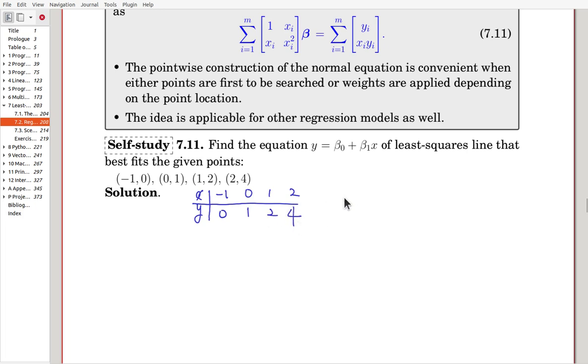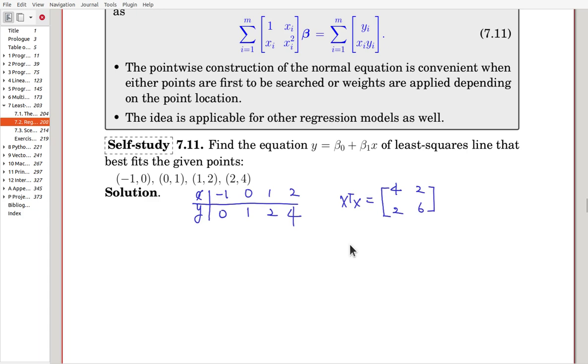Okay, for X transpose X, we can get it. Here there are 4 points, so it's 4. Summation of the x values, which is now 2, and here again 2. The summation of x squared: 1, 1, 4. So it is 6, right? 1, 1, 4.